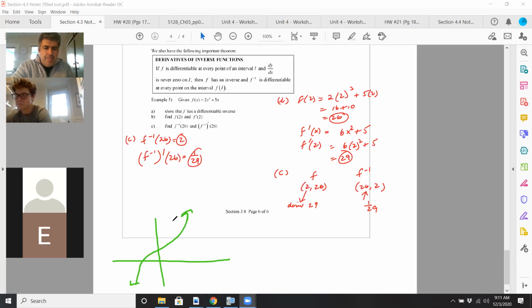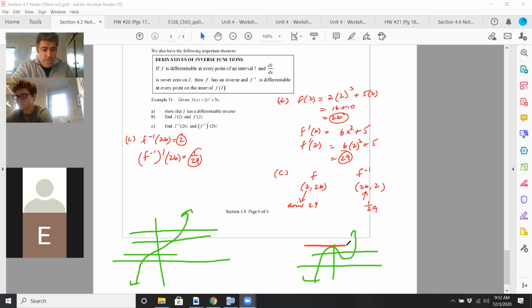So for example, this passed the horizontal line test, right? Something like this will not pass the horizontal line test. Why is it a problem if I don't pass the horizontal line test? If I don't pass the horizontal line test, this tells me the graph is coming back down again, then back up. So therefore, I will have a horizontal tangent somewhere. That's a problem because what does a horizontal tangent mean in terms of a derivative? It means you have a derivative of 0.